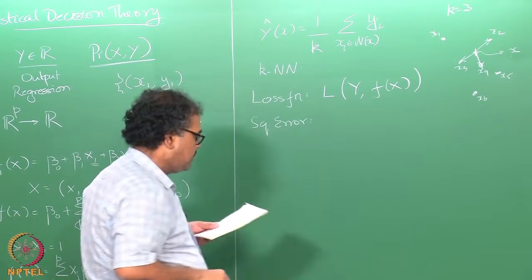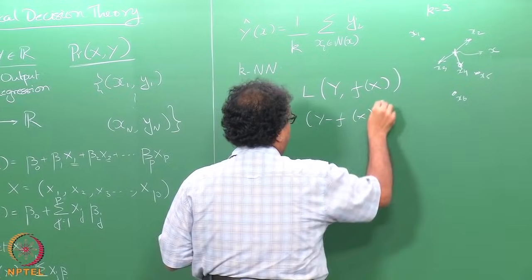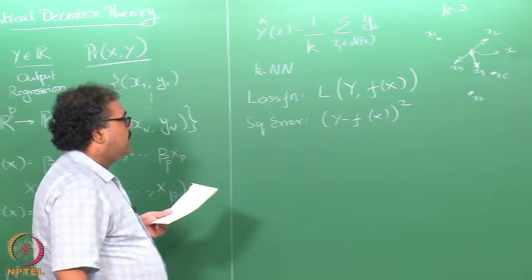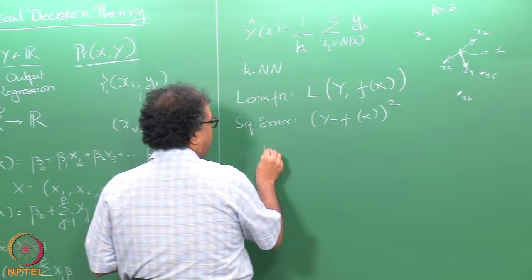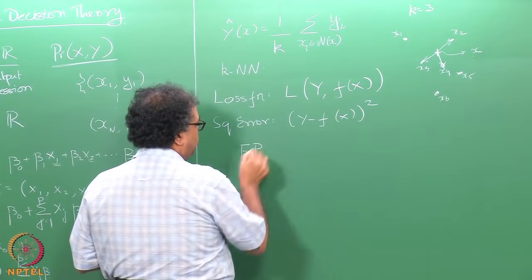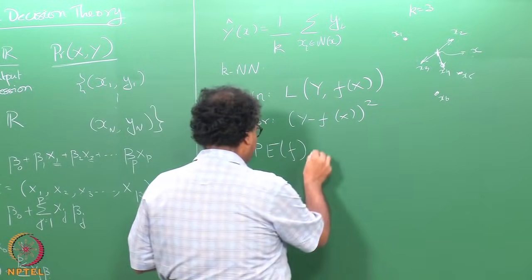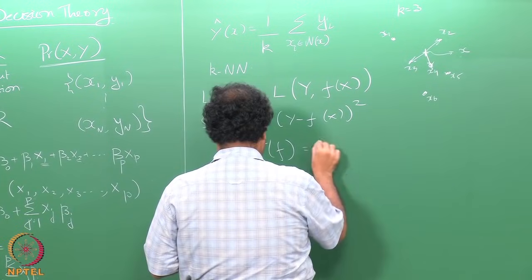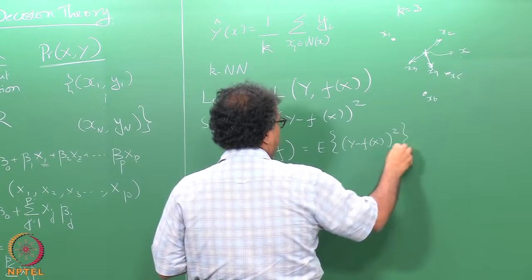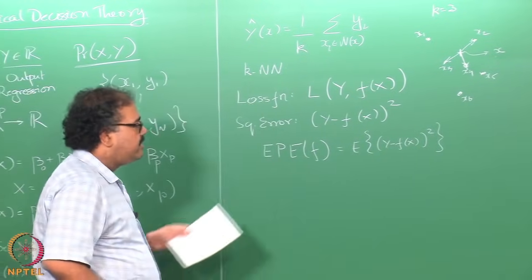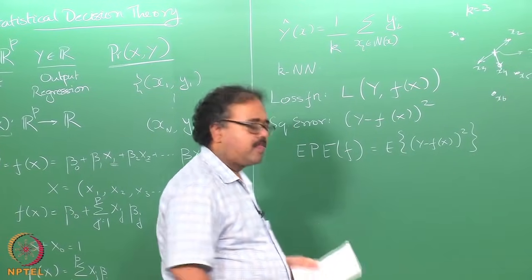One of the most popular loss functions that people use in the literature is known as the squared error. The performance measure that I am interested in is the expected prediction error of the function f. That is equal to the expected value of y minus f of x squared. In the case of squared error, the expected prediction error is the expected value of y minus f of x the whole square.